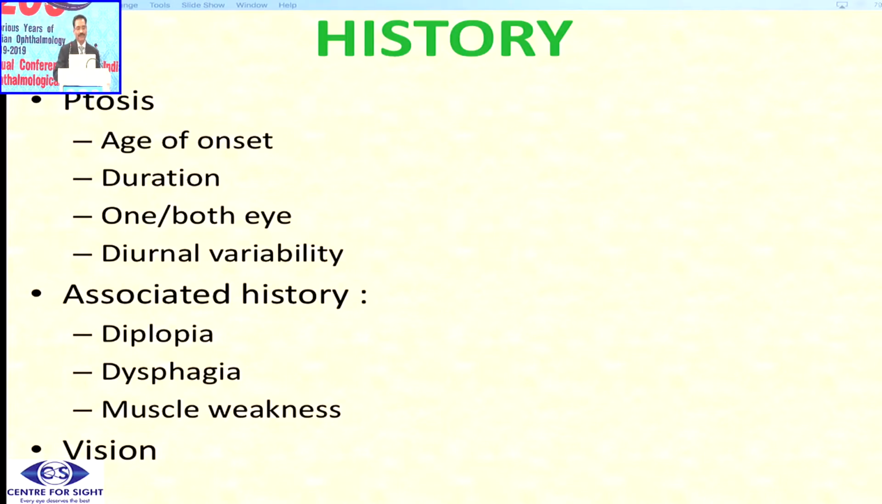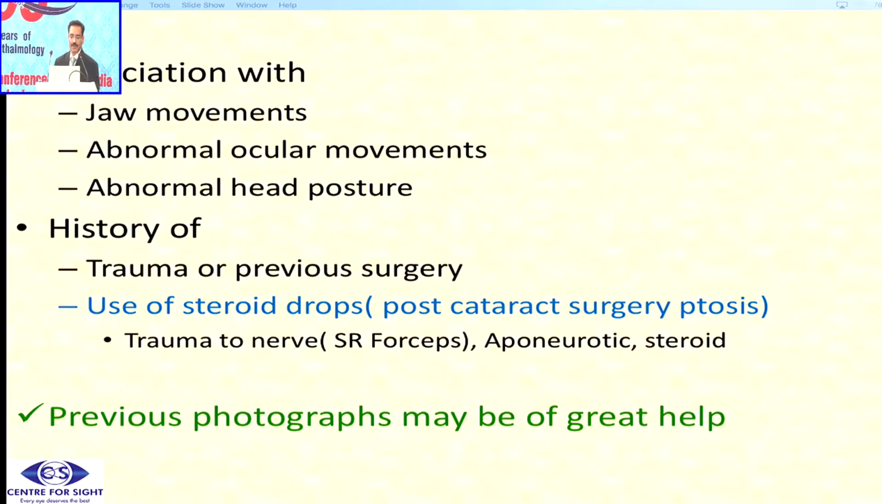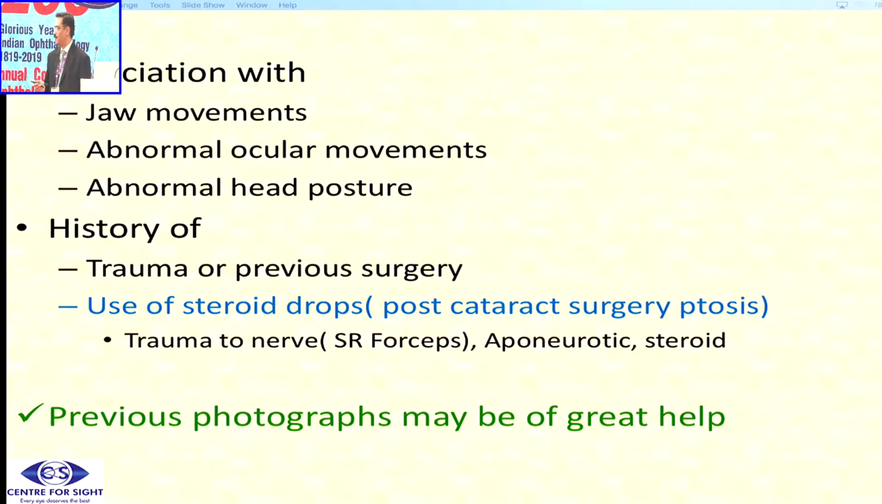Now we'll come to the evaluation of ptosis. Whenever you receive a patient of ptosis, obviously you need to take history, and history is important in cases of congenital and acquired ptosis primarily. There may be history of diplopia in third nerve palsy, dysphagia in Marcus-Gunn ptosis, in myasthenia gravis ptosis, and other muscle weakness in myasthenia gravis ptosis. One very important history is use of steroid eye drop. Steroid eye drop may give rise to myogenic ptosis, and this is quite common after cataract surgery. So one must be aware about this particular cause.